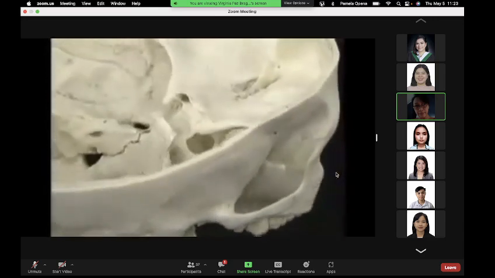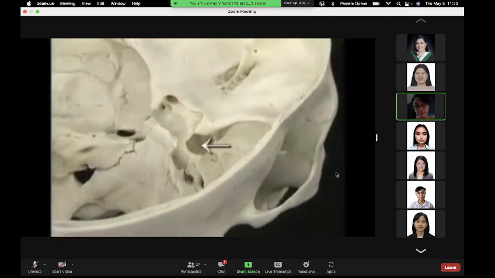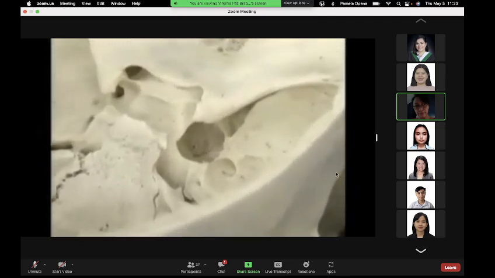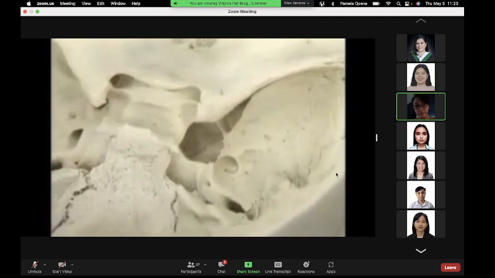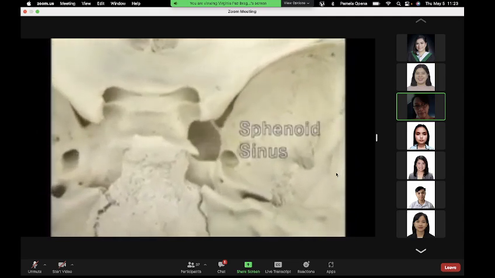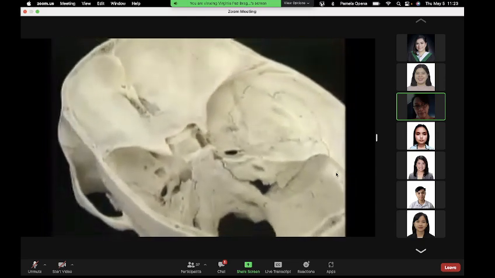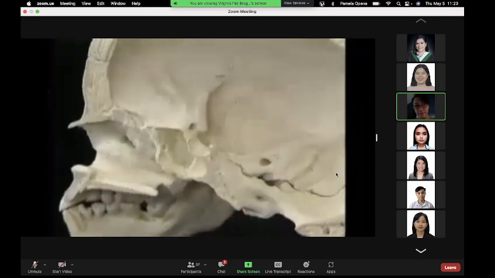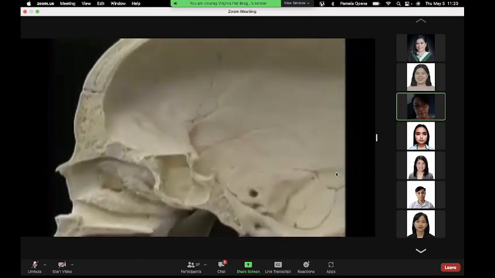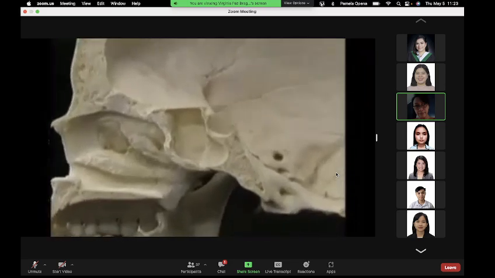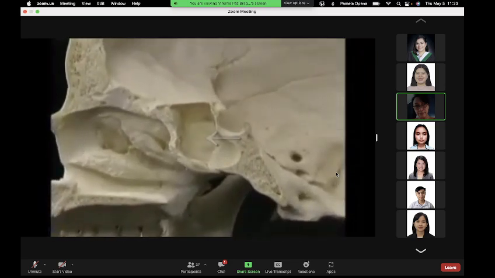The sphenoid sinuses occupy the central part of the sphenoid bone. This opening has been made to show the right sphenoid sinus. To see it better, we'll look at the skull divided in the midline. Here's the right sphenoid sinus again.